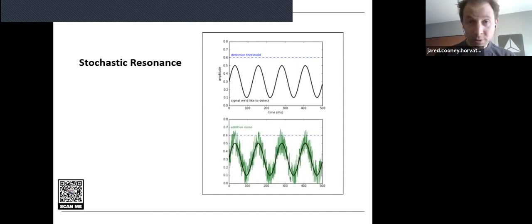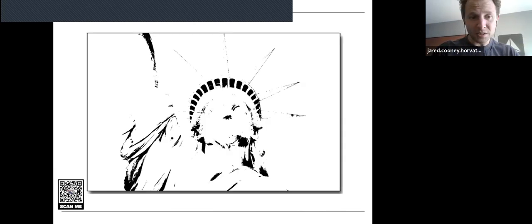The noise gloms onto the sine wave. And now the peaks become higher, the valleys become lower. The noise resonated with the signal and made the signal sharper. Now, just because this is so important, let's play another version of this.